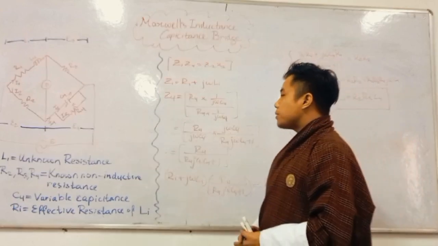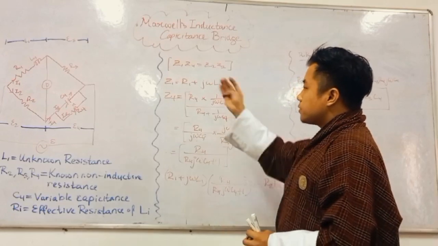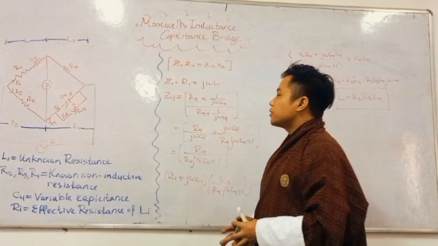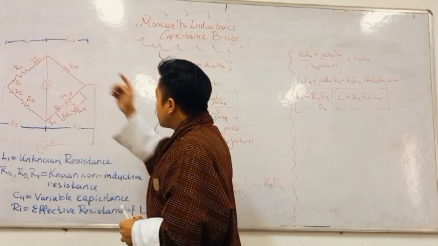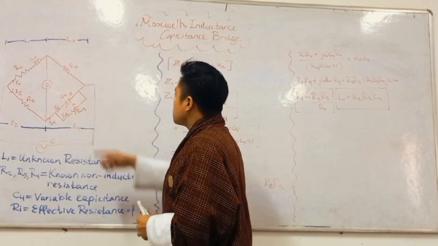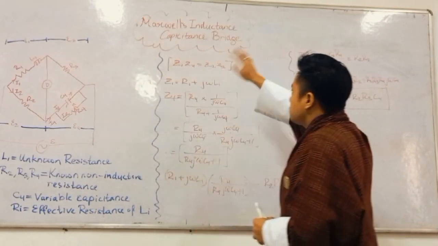capacitance bridge. Basically, this bridge is a device that is used to measure the unknown inductive impedance L1 by comparing it with the standard capacitance C4. So this is the general schematic of this bridge.